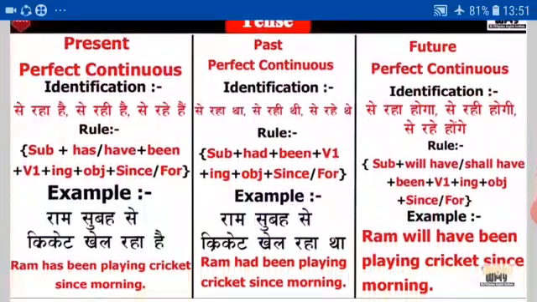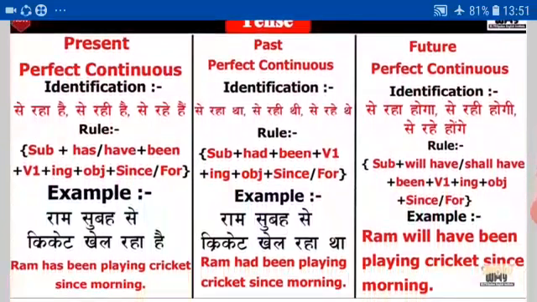Past perfect continuous identification: से रहा था, से रही थी, से रहे थे. Its rule is subject plus had plus been plus first form of verb plus ing plus object plus since or for. For its example, Ram had been playing cricket since morning. For negative sentences, we have to use not after had. Ram had not been playing cricket since morning. Here, if the time is indefinite, then we have to use for, and for definite time we have to use since. Remember this point, students.